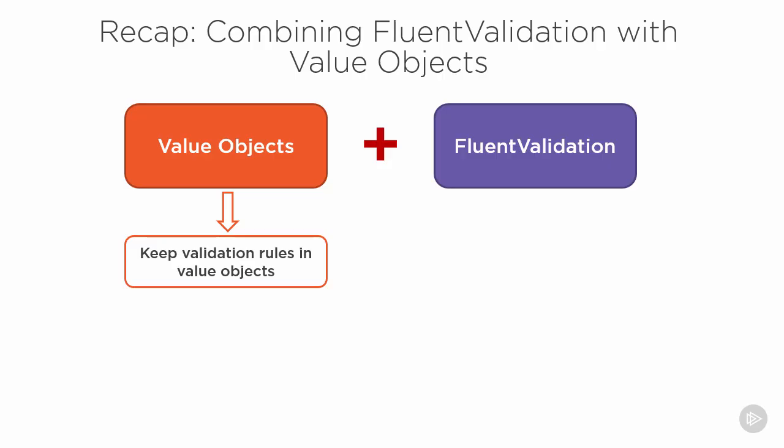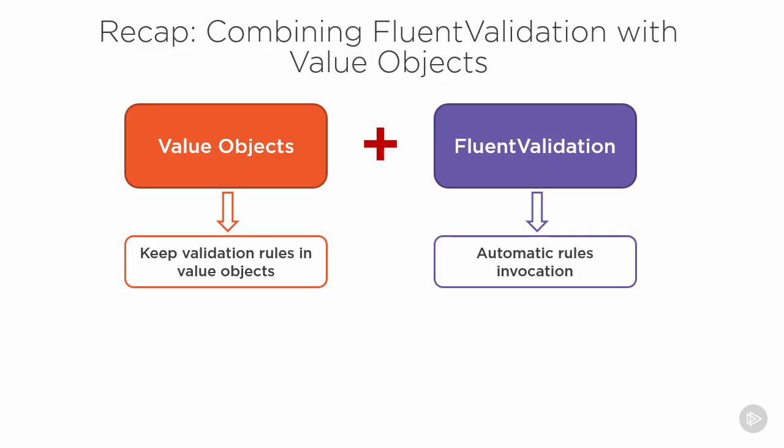On the one hand, we keep the validation rules in the domain layer, in the value objects, but on the other, we are still using the Fluent validation library to invoke those validation rules, and thus don't clutter our controller with the validation checks. Of course, we're still creating the value object instances in the controller, but that's just one line per each value object instance.